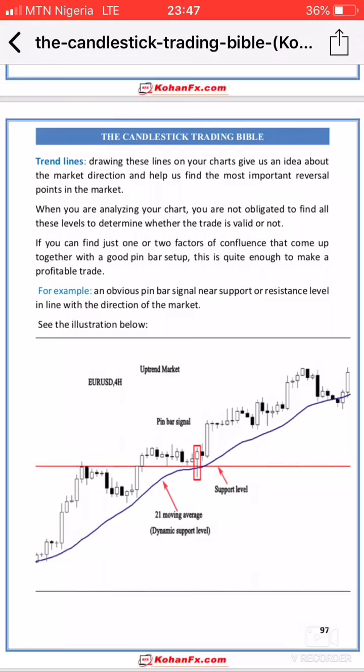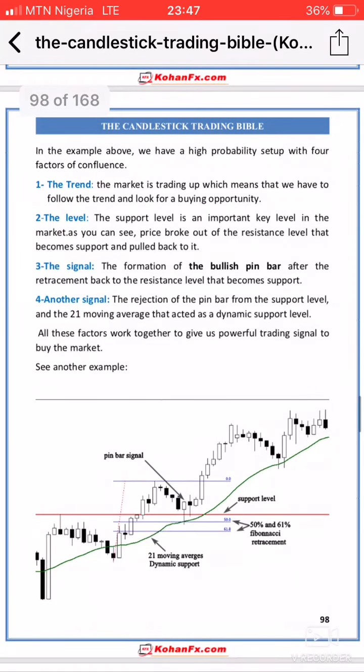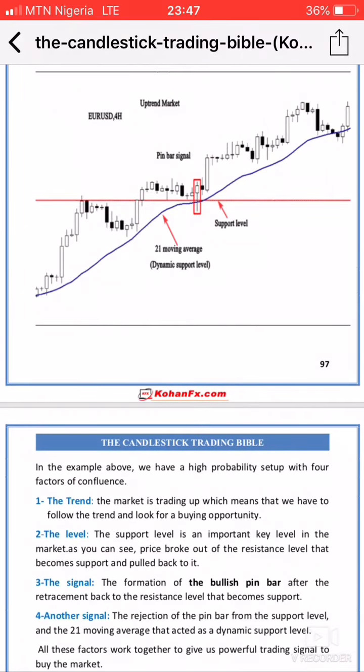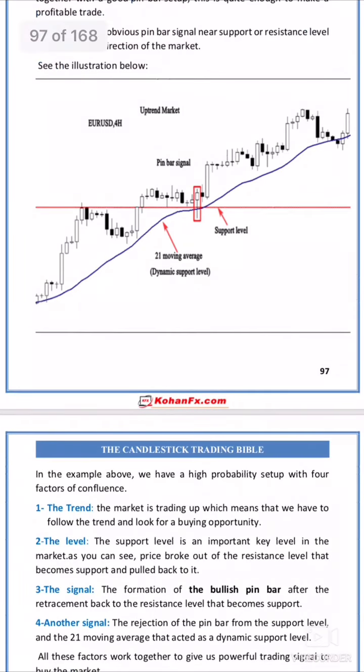For example, an obvious pin bar signal near a support or resistance level in line with the direction of the market. Can you see? In the example above, we have a high probability setup with 4 factors of confluence. Number 1, the trend. The market is trending up, which means that we have to follow the trend and look for a buying opportunity.